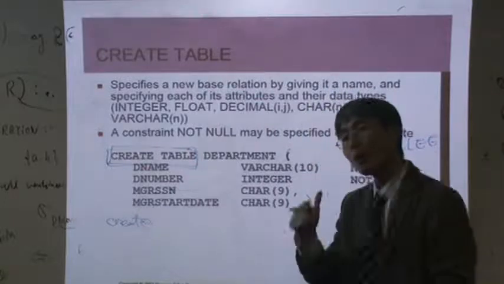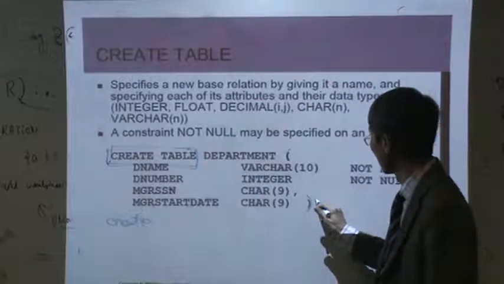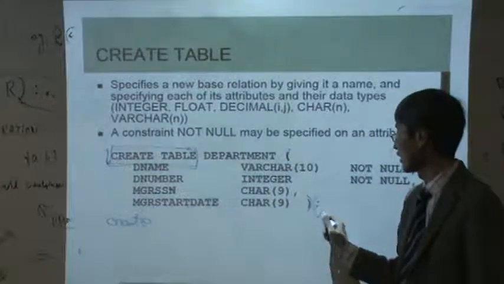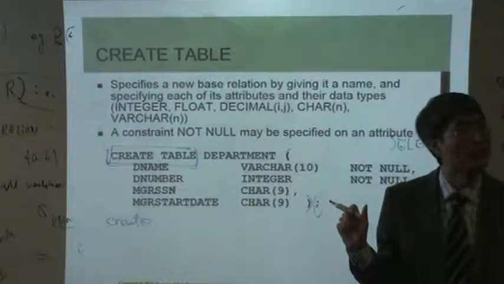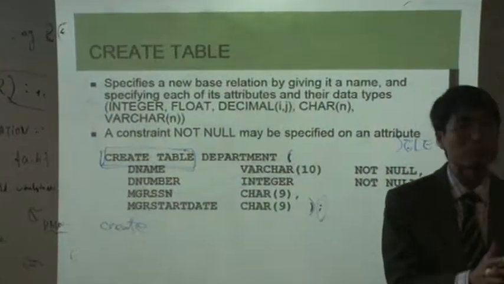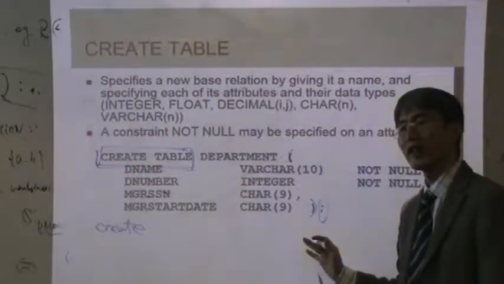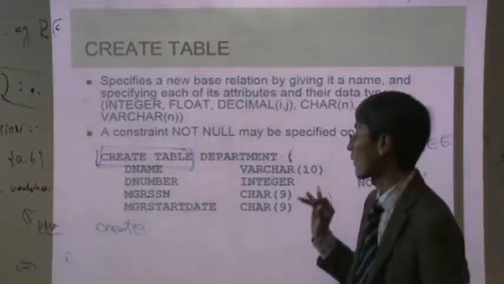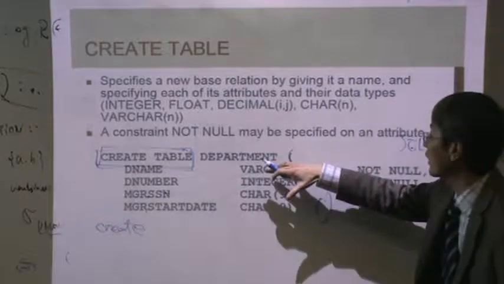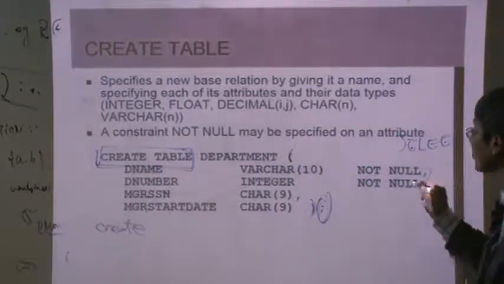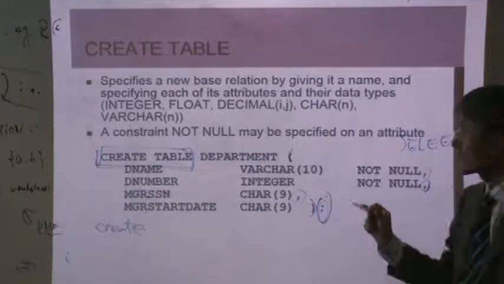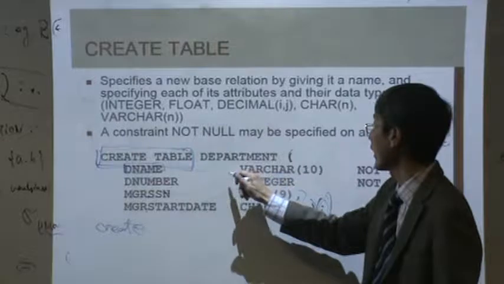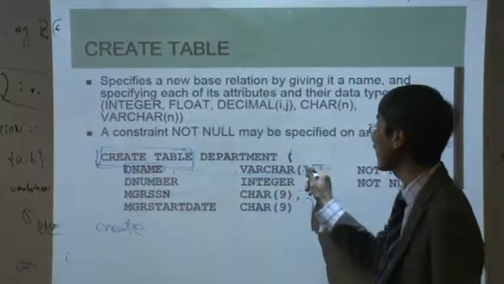Then two more things. The last one: any database statement ends with a semicolon. A semicolon means it's the end of the statement, no matter how many lines. That's the first thing. And the second thing is that the list of columns is separated by commas. Inside each entry, you can see the column name, the attribute name, a space, and the data type.